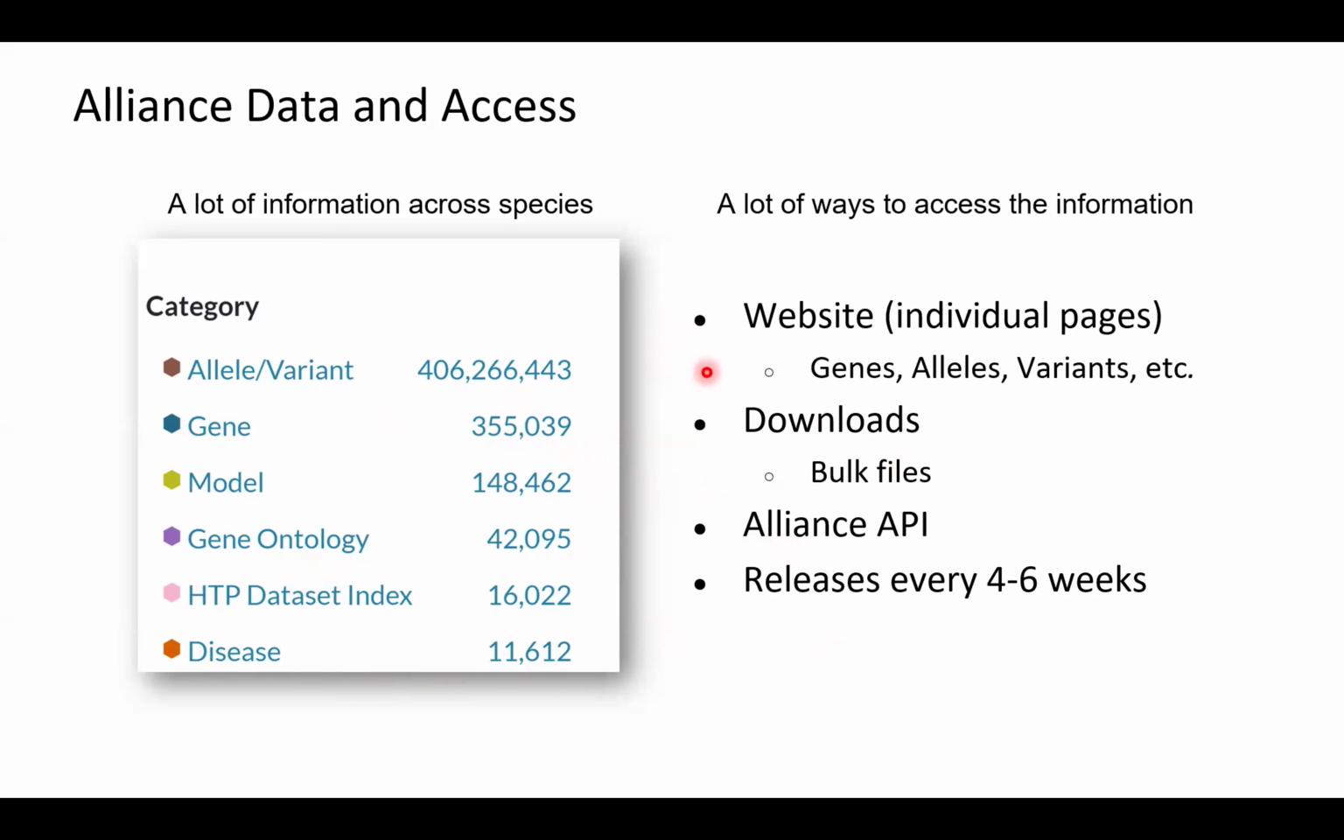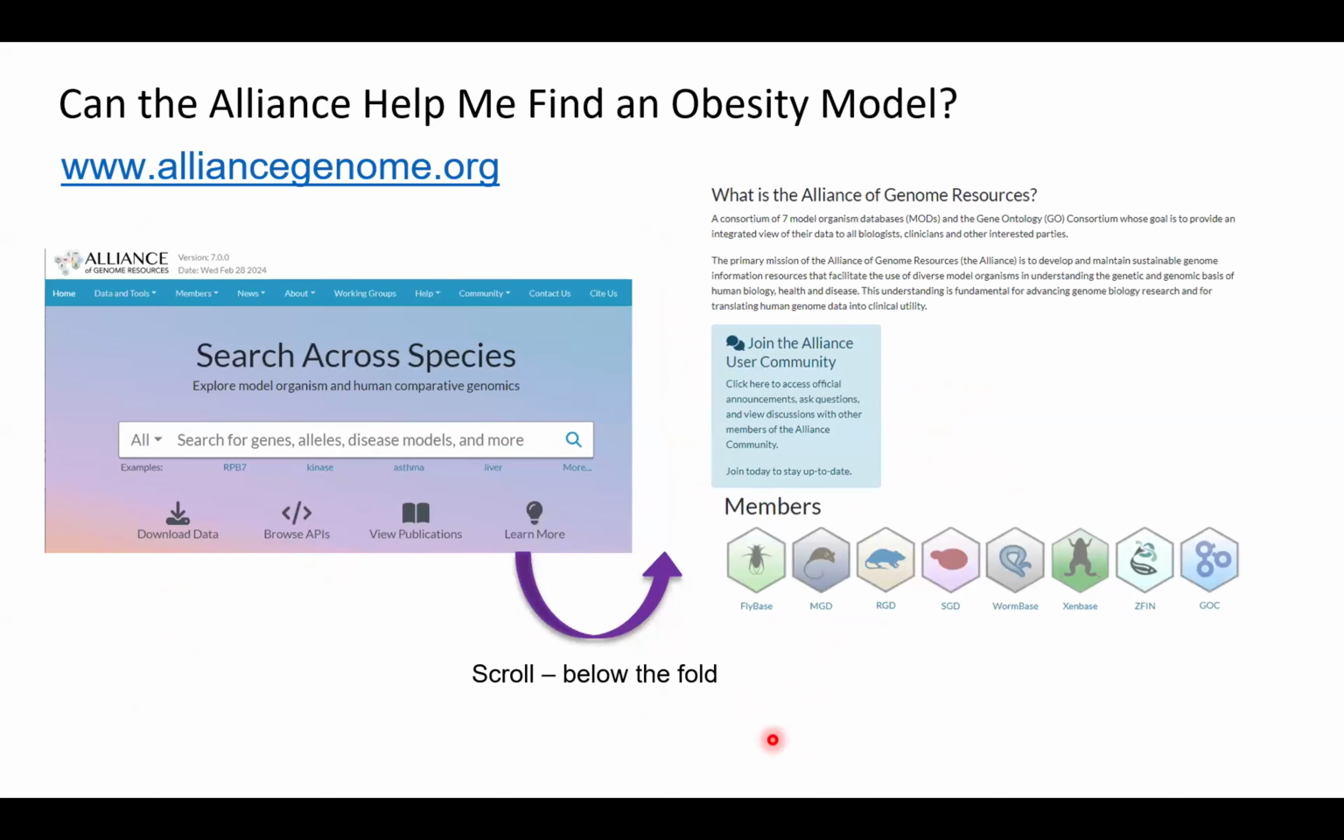You can get to it several different ways. You can go into the website as users, that's where I go, but there's also downloads, bulk files, there's APIs. And I will say that our goal is to be releasing the information on this every 4 to 6 weeks. In general, so far, there's been about 6 a year. If you scroll below the fold, you'll see sort of the goal of the Alliance and the organisms that are in there. There's also a join the community. So if you want to get on the discourse, you can join the community pages and find out what's going on.